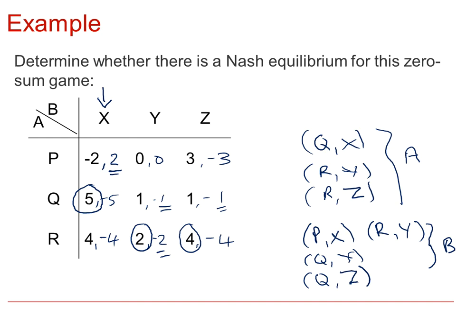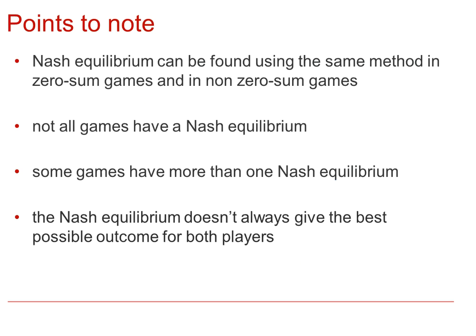So are there any where we've got the same choices? And we can see that yes, RY does provide a Nash equilibrium. So they will both choose the option where A will win 2 and B will lose 2. The Nash equilibrium can be found using the same method in zero-sum games, but we'll look later on at how we could use it for non-zero-sum games as well.